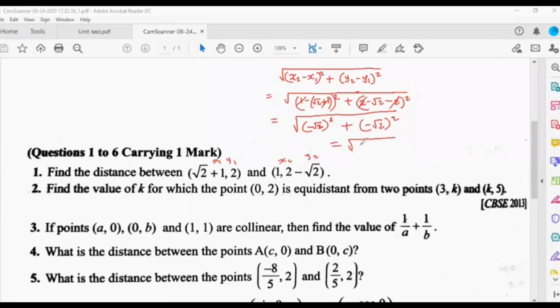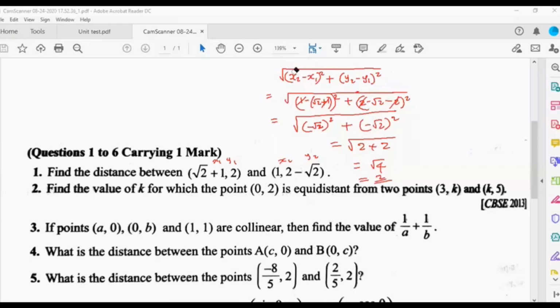2, right? You can cancel root and square, and the square of a negative is also the same as the square of the positive. Minus root 2 square and root 2 square are the same, and root 2 square we know is 2. And here also 2. So root of 2 plus 2, that is root 4, and that is 2. Okay, now the second question. I hope the first question is clear.